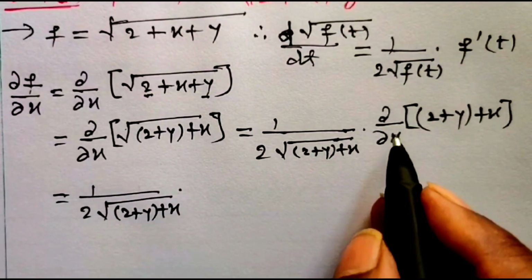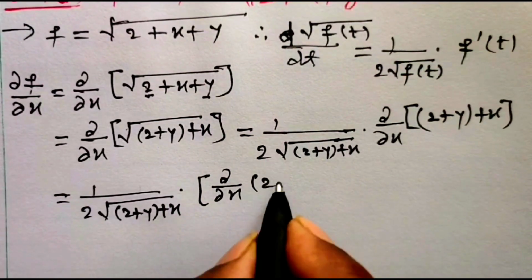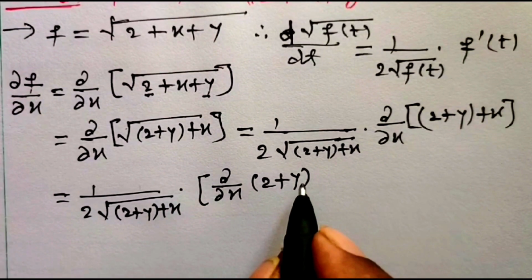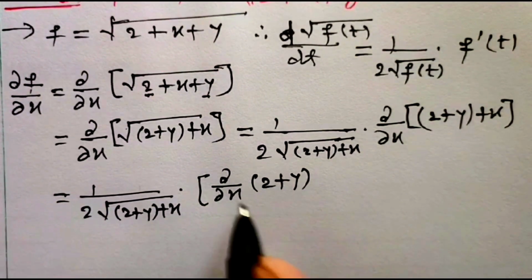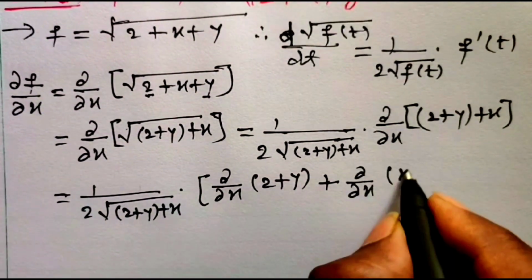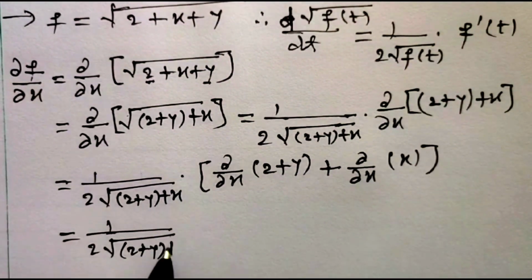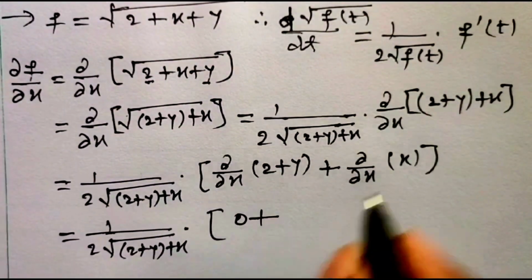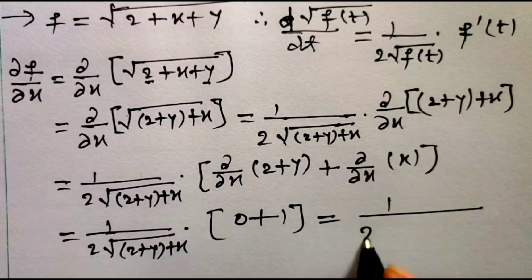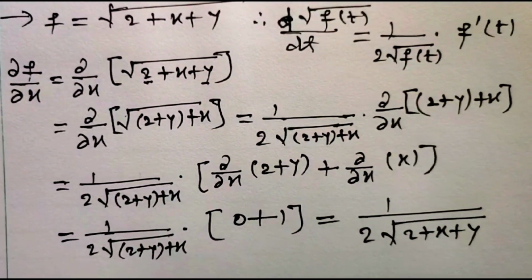Take this partial differential operator inside this bracket. Derivative with respect to x of 2 plus y, where 2 is constant, y is also constant. So 2 plus y becomes constant, and you know derivative of constant function is 0. This derivative becomes 0 plus partial derivative with respect to x of x. Simplifying this, 1 upon 2 root 2 plus y plus x. Derivative of 2 plus y is 0, and derivative of x with respect to x is 1. So this is equal to 1 upon 2 root 2 plus x plus y. This is partial derivative of f with respect to x.